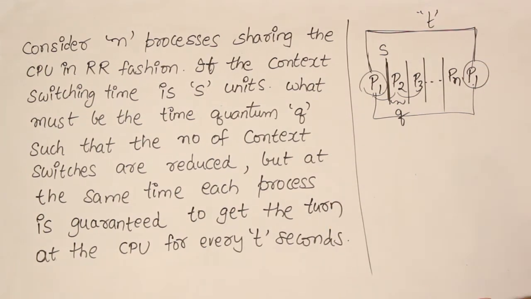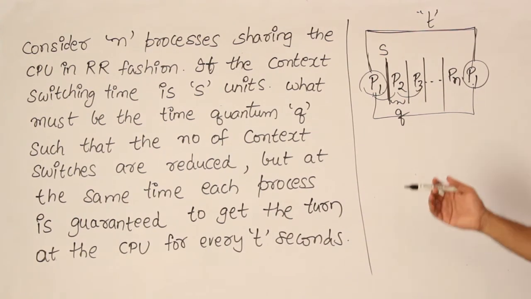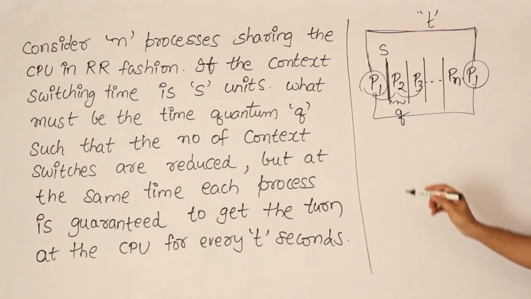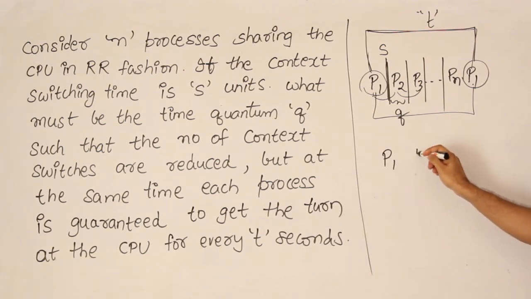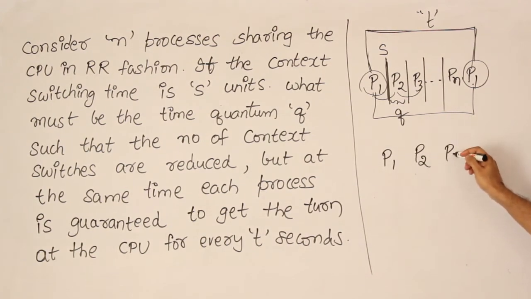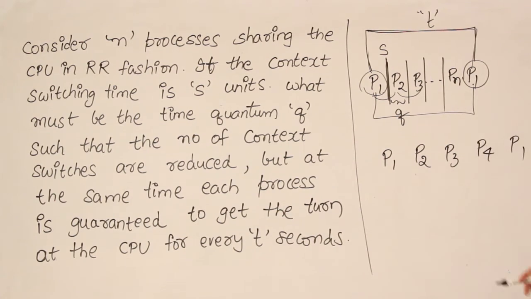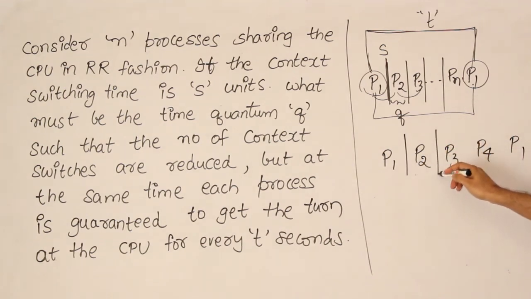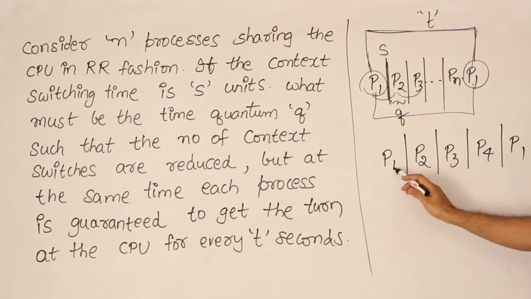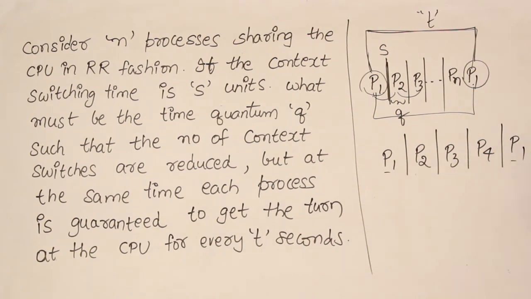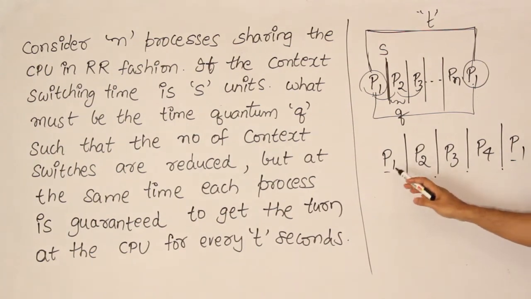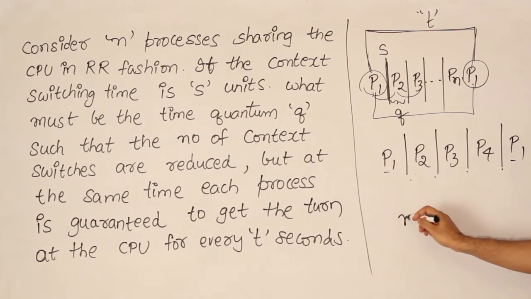Analyzing it with n processes is a bit difficult. Otherwise we can scale it down to 4 processes. Let us say I have 4 processes, p1, p2, p3, p4, and then again p1 gets scheduled. Then there is a context switch between each of them. How many context switches are there before you get the same process? 1, 2, 3, 4. Therefore, if I have n processes, I have n context switches.